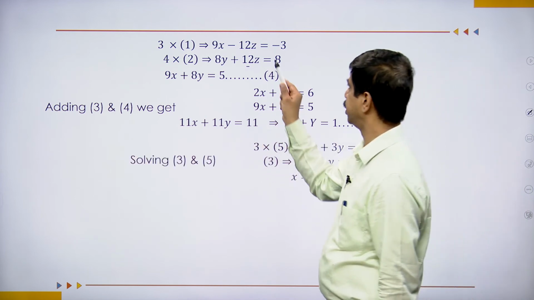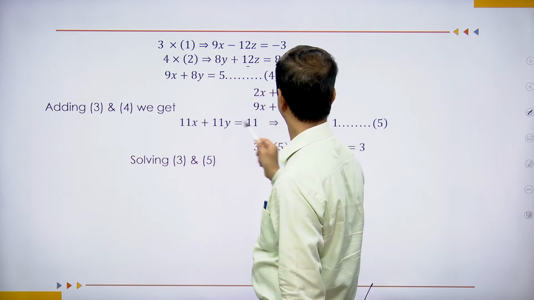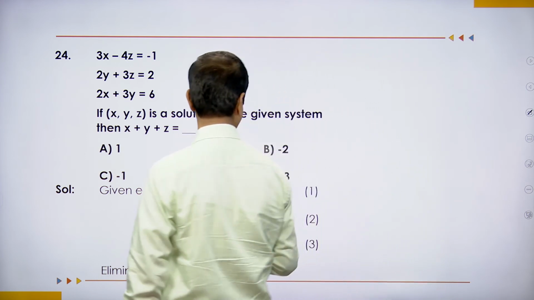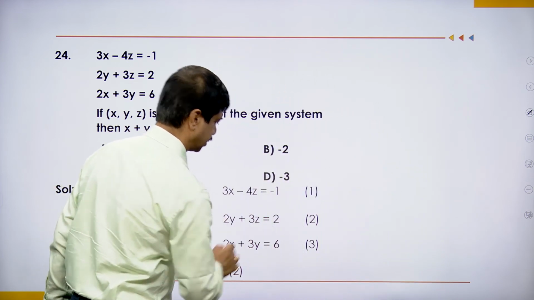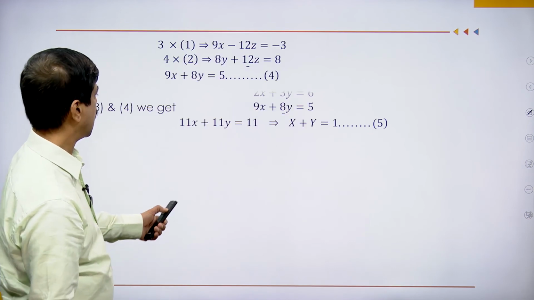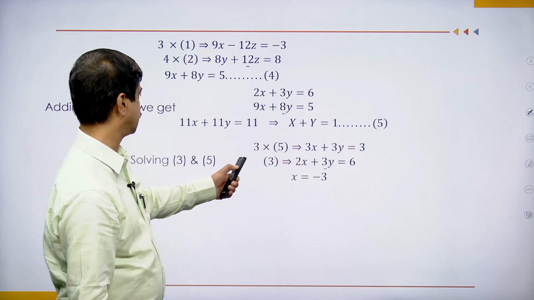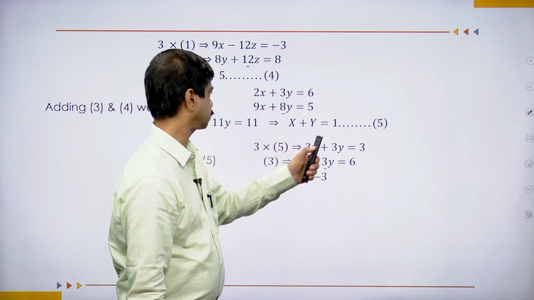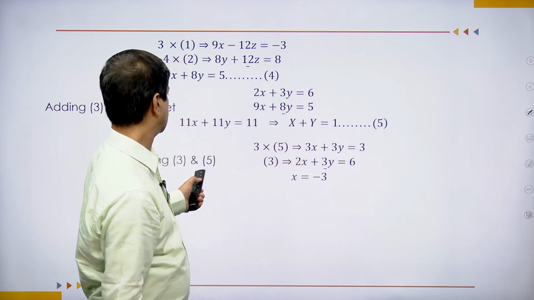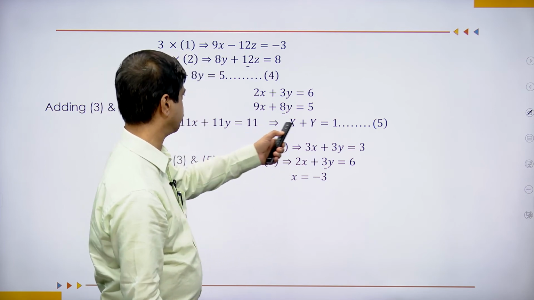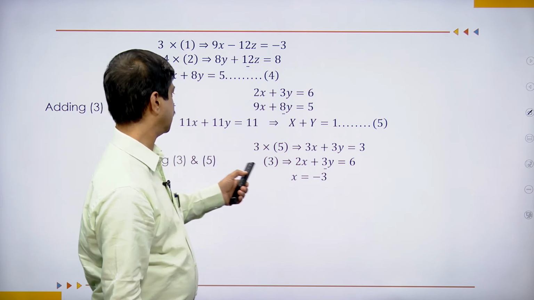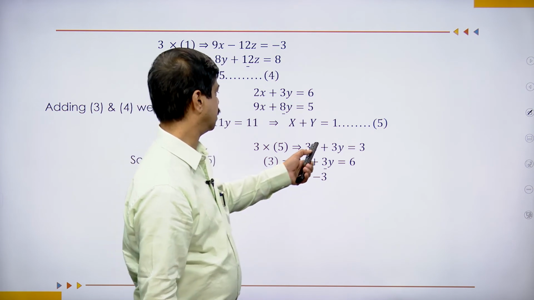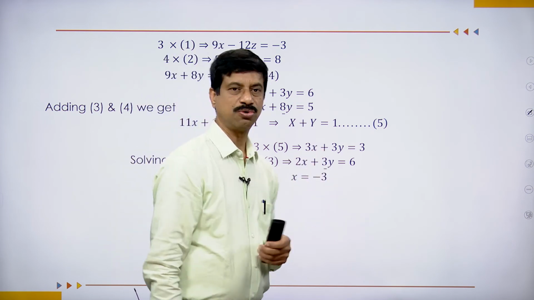Now, the third equation is this. Here we have written 2x plus 3y is 6 as the third equation, and what we got earlier we called the fifth equation. So we take 3 times the fifth equation, which means 3 times this equation, and the third equation is this. If you subtract them, you will get x equal to minus 3.